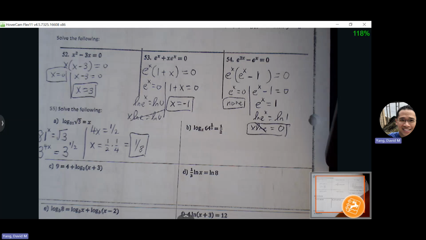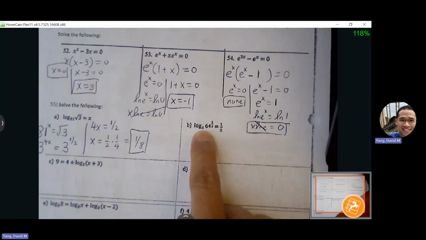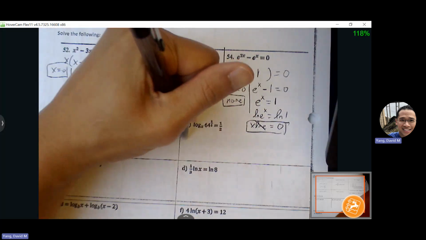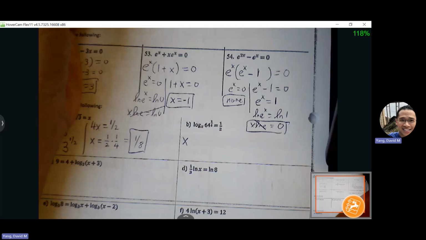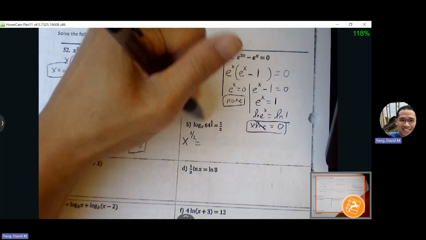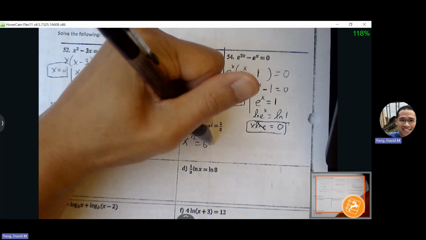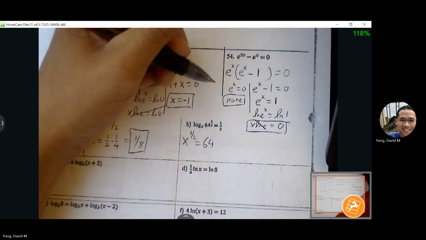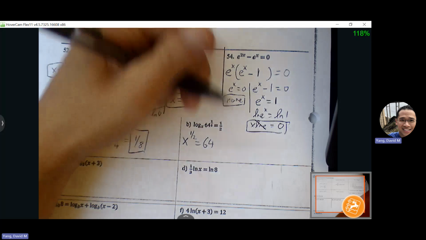Okay, part B. This looks messy, but if I can get it into exponential form, then maybe it's a little bit easier to think in terms of exponent rather than this log form. So I'm going to start with my base x, x raised to what power? 1/2, yeah. Is equal to this expression, 64, what is that number? To the 1/3.